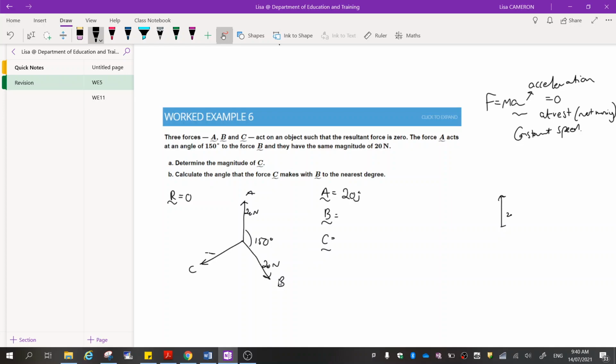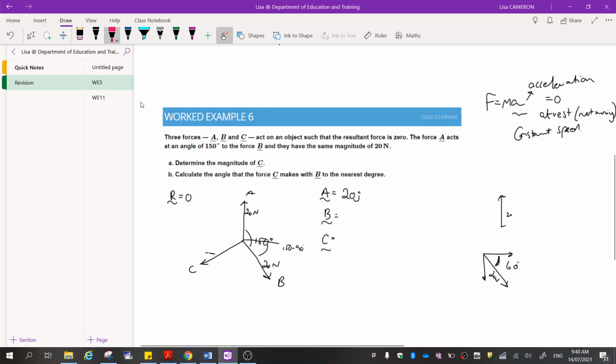Now we're going to start looking at this vector going down here. So if I draw that vector, there's my axis. I have to work out what angle we're making with the x-axis. So if that was 150 and I want to work out this angle in here, I can do 150 minus 90, and that gives me 60 degrees. So the angle in here is 60 degrees. Now, it's got a length of 20 newtons.